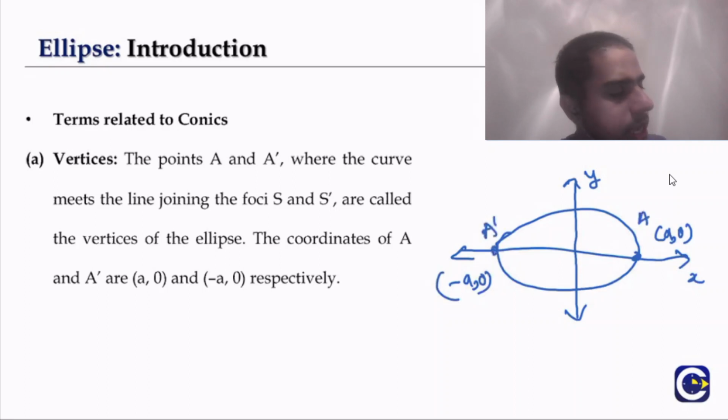These points A and A dash are vertices. Vertices are nothing but the points on the ellipse which are intersecting with the axis, right? Like this is a vertex, this is a vertex, this is a vertex, and this is a vertex, right? So these are the points on the ellipse which are intersecting with the axis, major axis and minor axis. So there are four vertices.